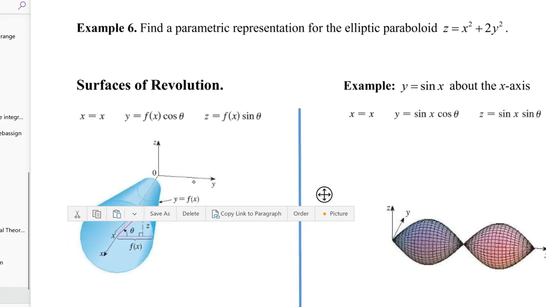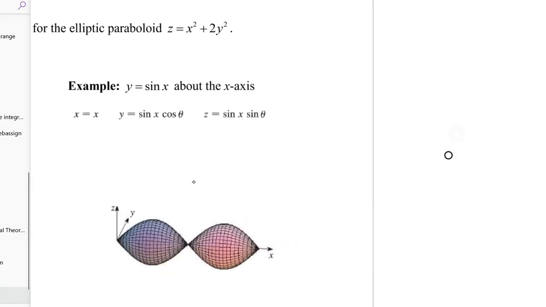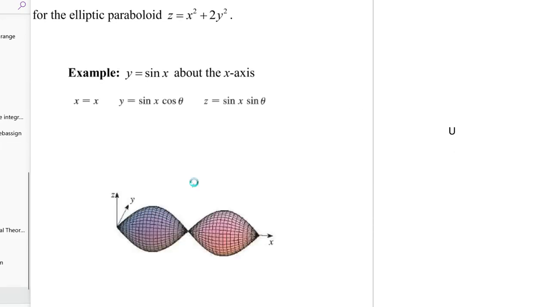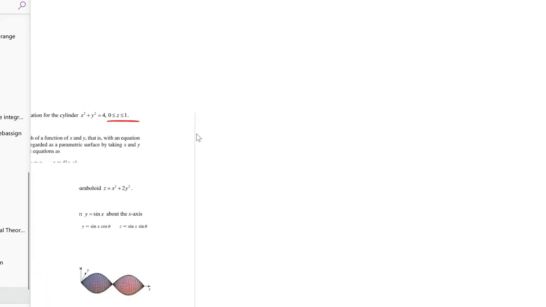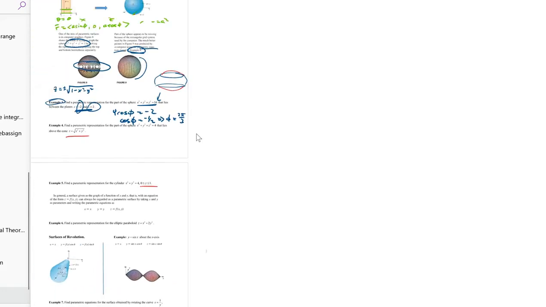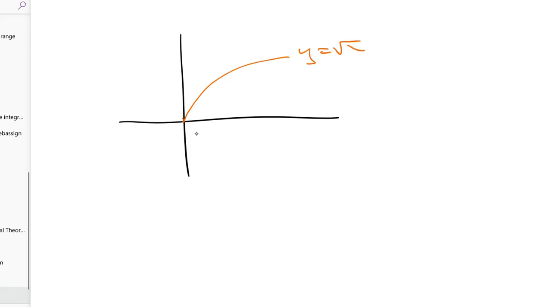Surfaces of revolution. Whenever you did surfaces of revolution in Cal 1, you did something like this. You had x and y, and you had some graph. Let's say it's y equals square root of x, and then you rotated it around the x-axis like this, and then you found the volume.